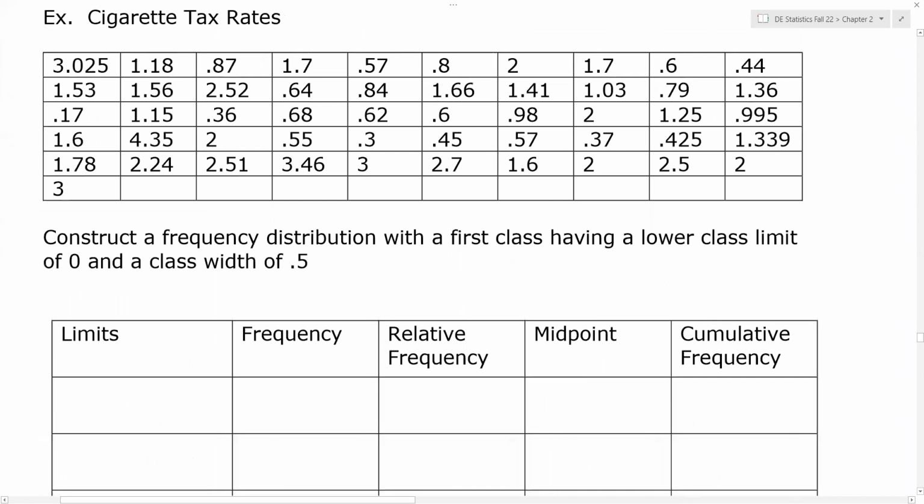All right. Next, pause this video, and we are going to do that same process with this data set where we're dealing with the tax rate of cigarettes in different states. So go ahead and start that and then unpause, and we will talk about where each of those answers comes from.